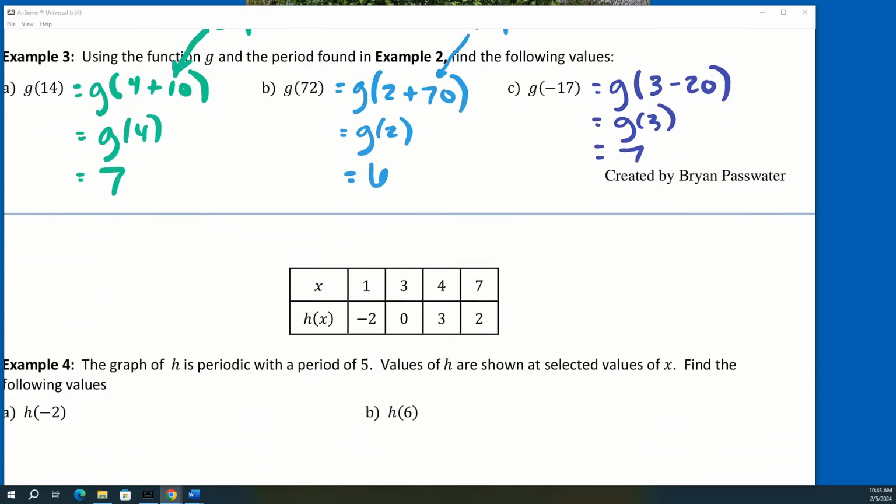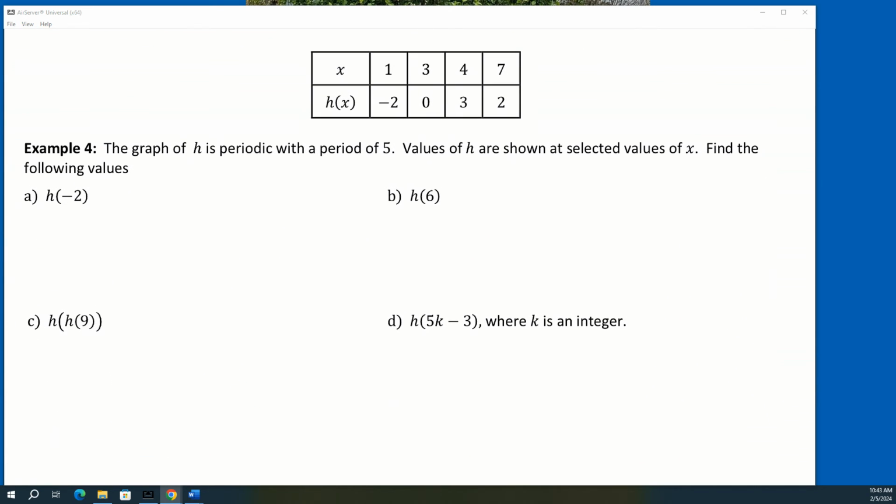Number 4 is a table of values. It tells you that h is a periodic function, and it tells you the period is 5. I kind of wish it was something else, but I can't change it at this point, or it's just not going to work out. Obviously, the period is not always 5. It can be any real number. So 5 is easier to work with because it's easy to find a multiple of 5.